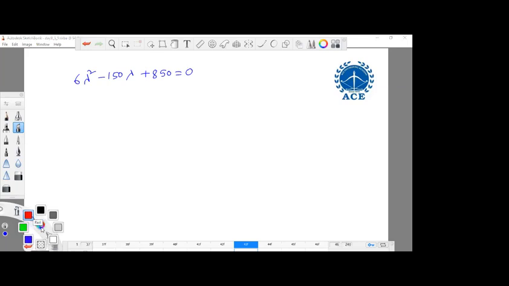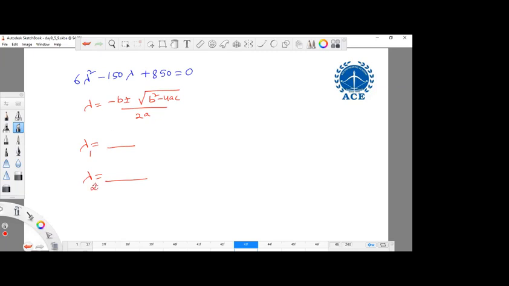This is a quadratic equation. The lambda value will be minus b plus or minus square root of b square minus 4ac by 2a. This is the second order equation, yes or no? So you will get two lambda values, lambda 1 and lambda 2. One value will be 16.31 rupees per megawatt hour, and the other value will be 8.68 rupees per megawatt hour.